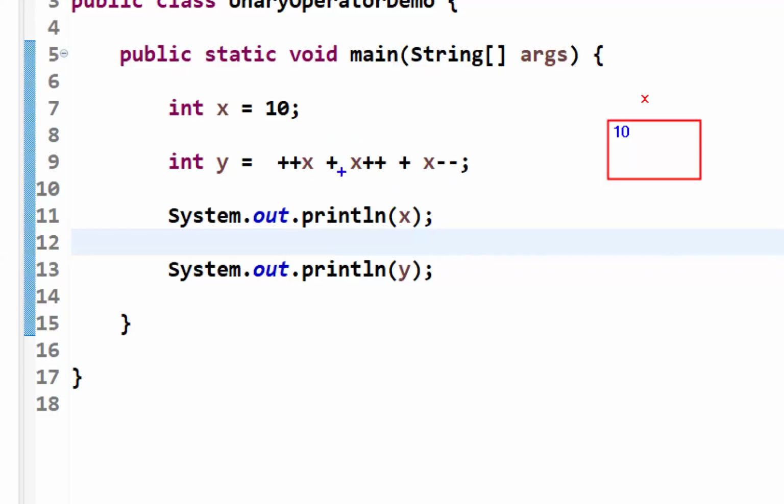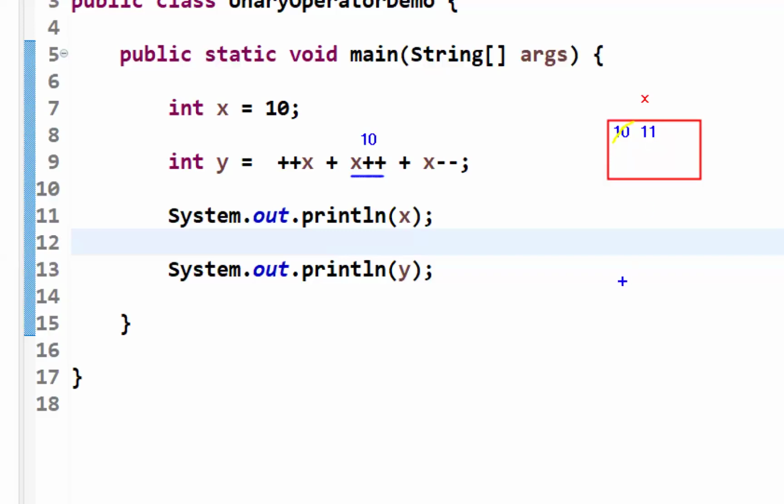x++. This is called which increment? Post-increment. Post-increment means increment the value after using it. First use the value of x here: 10. Then increment x. How much is x now? 11. x becomes 11 here. Folks, am I clear now?